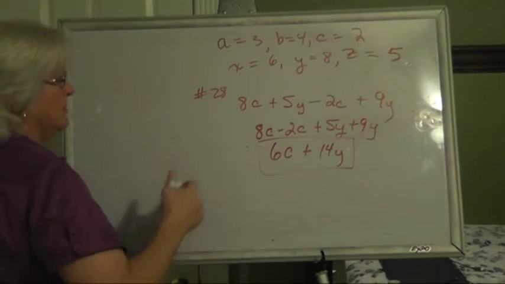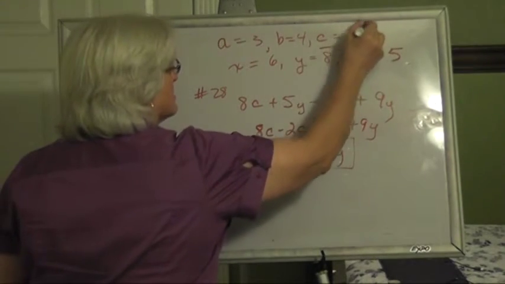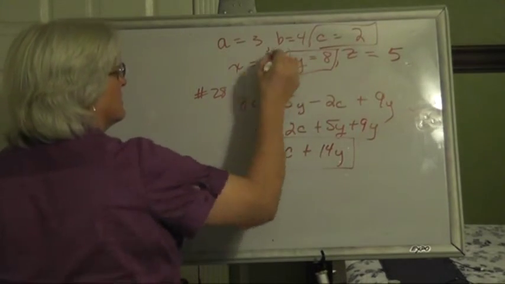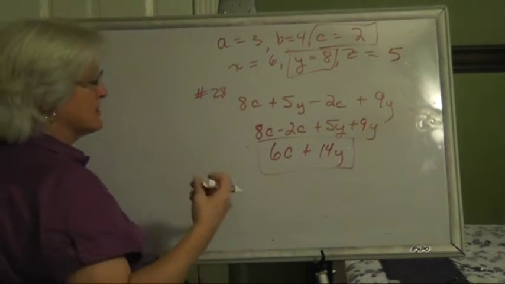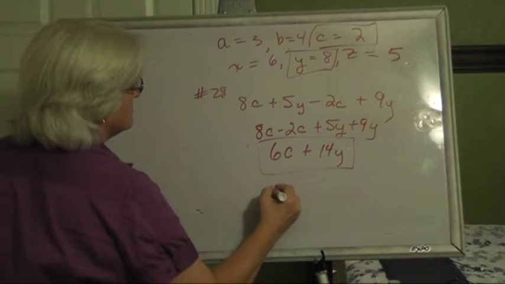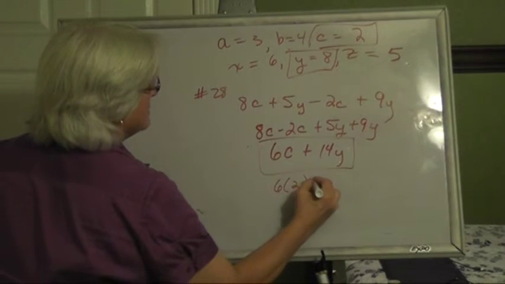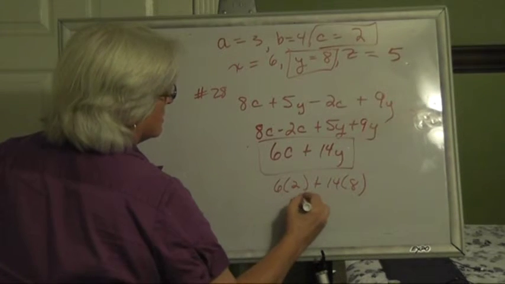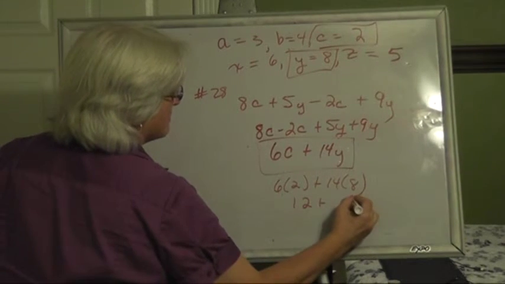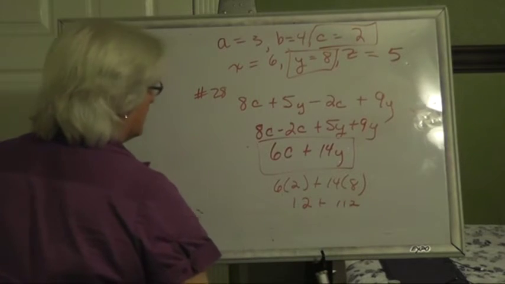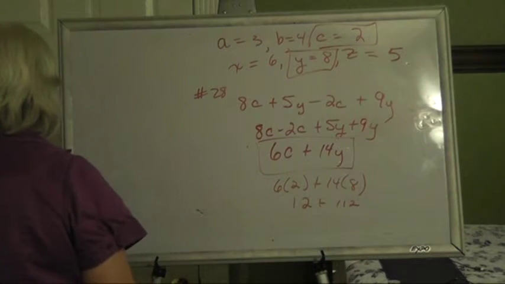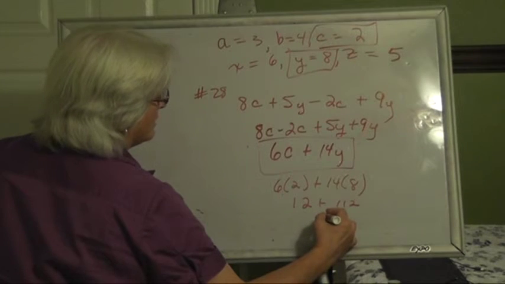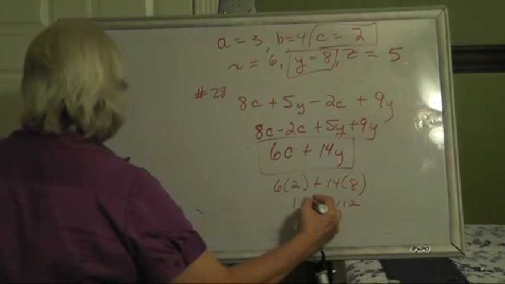So what do we do? Well, here, c is equal to 2, and y is equal to 8. So we substitute those values in. You have 6 times 2 plus 14 times 8, 12 plus 4 8s are 32, 12 plus 112 is 124.